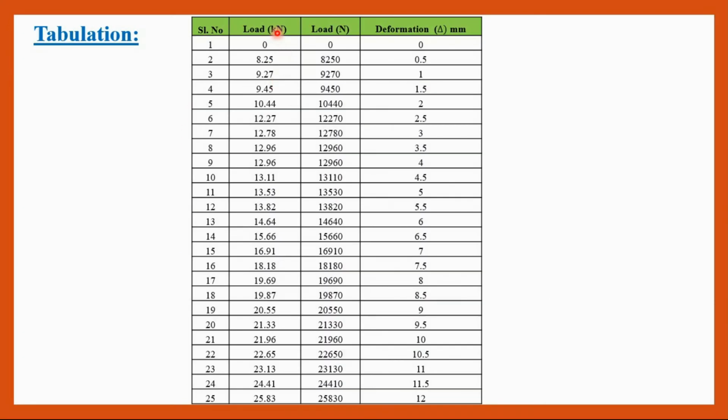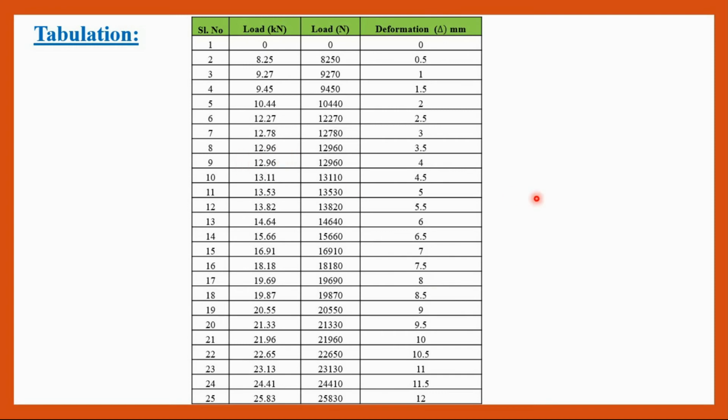Then the tabulation part, load in terms of kilonewton and deformation in terms of mm. We got these values from the controlling unit of the UTM machine. We consider deformation with the regular interval of 0.5 mm, 0.5, 1.5 mm. Like that, the corresponding load in terms of kilonewton we got 8.25, 9.27 like that. If I multiply by 10 raised to 3, we get the value of load in terms of Newton. We have load in terms of kilonewton and deformation in terms of mm.